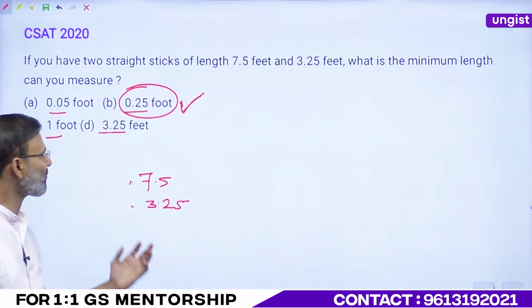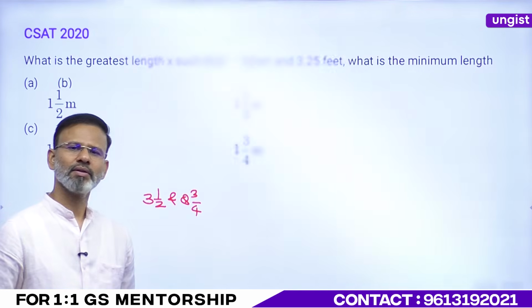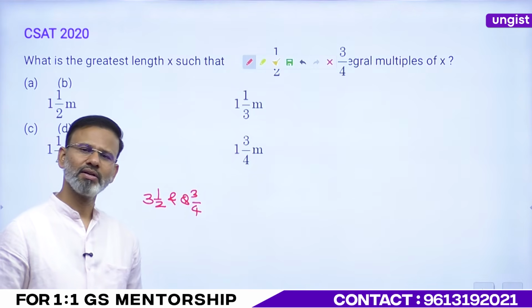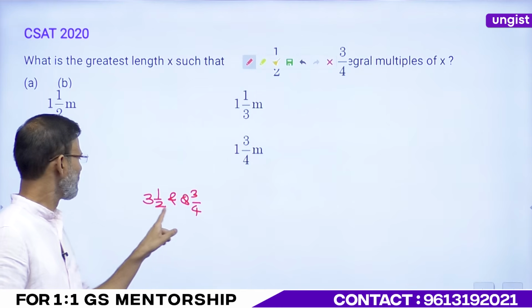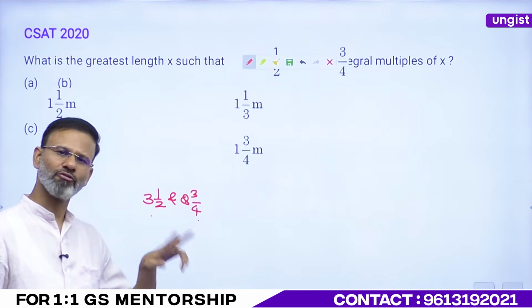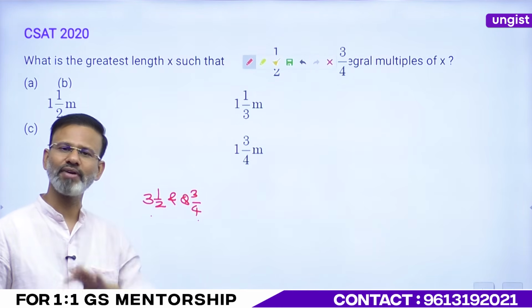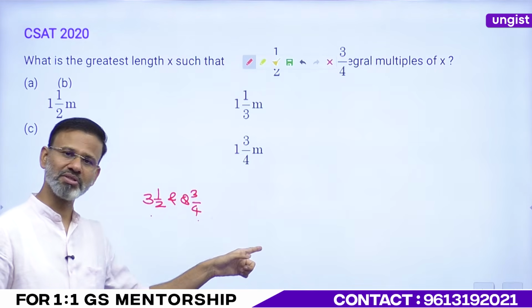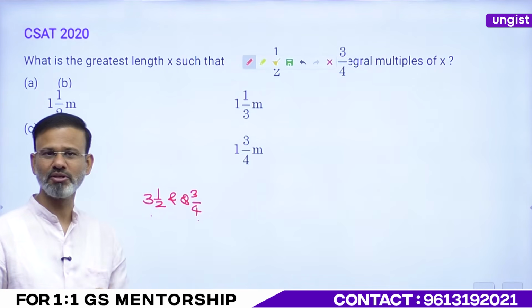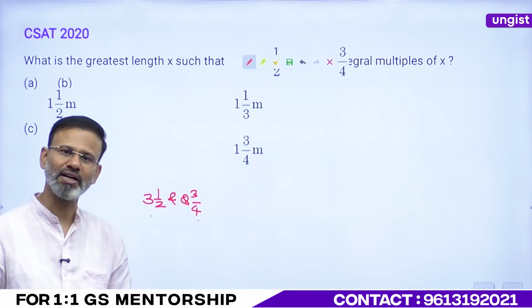Now let's move to the next question, guys. The next question was asked in the same year. The question is asking what is the greatest length x such that 3 1/2 and 8 3/4 are the integral multiples of x, which means this question is trying to ask you the SCF of these two numbers, and these two numbers are fractions. So this question is trying to ask you the SCF of fractions.